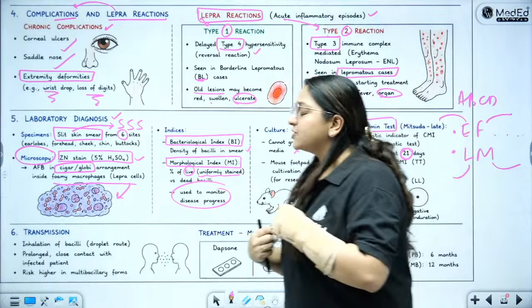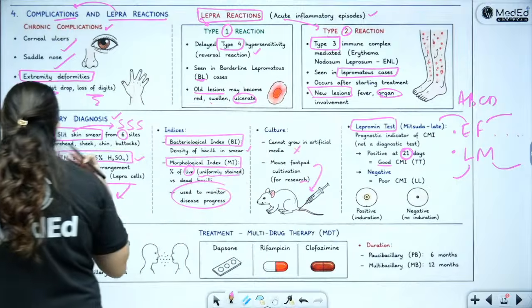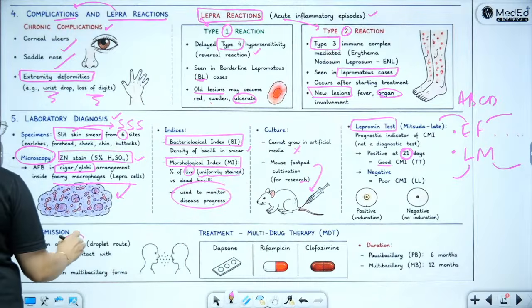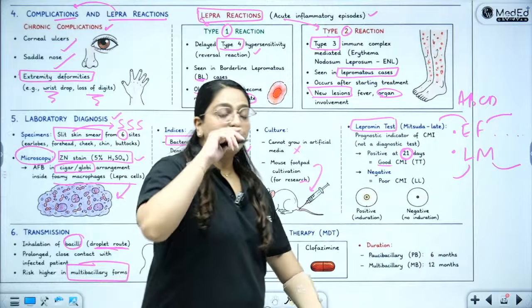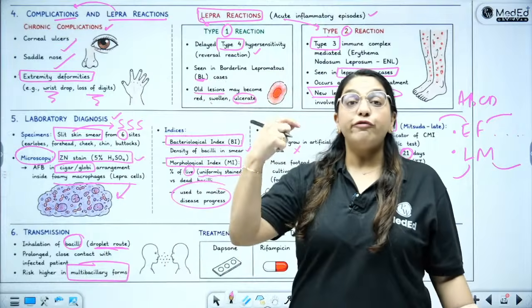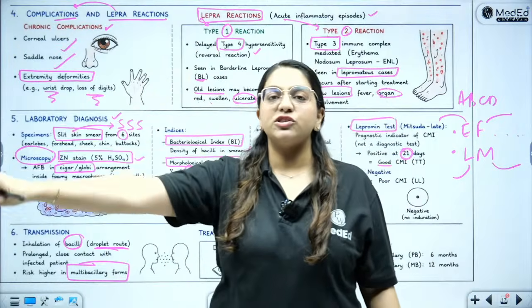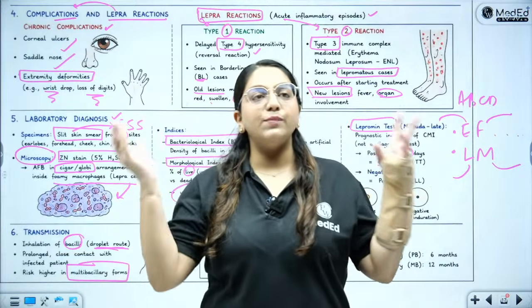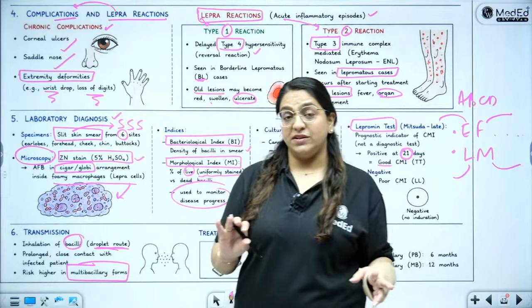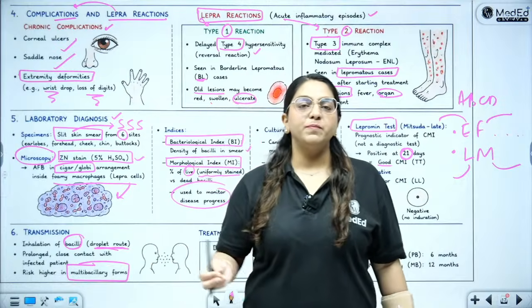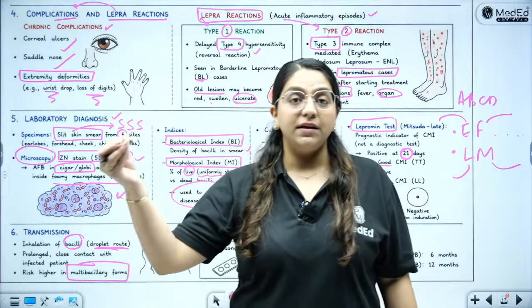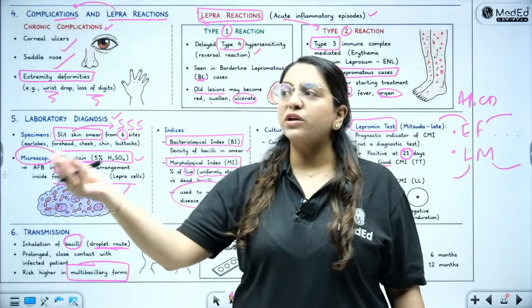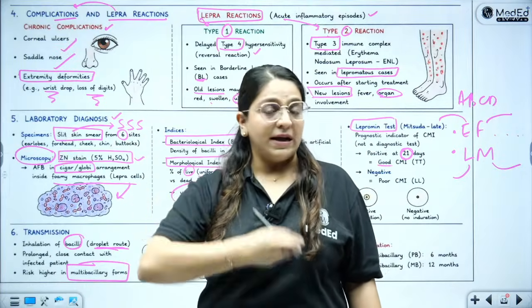Then of course, how does the transmission happen? Through inhalation of the bacilli by the droplet route. And who transmits this? The multibacillary patients. So how will somebody get leprosy? From a multibacillary patient only. There are no other animal reservoirs, no other natural sources available. So if you come in contact with a lepromatous leprosy patient or a multibacillary leprosy patient, then through respiratory droplets, you can acquire leprosy.